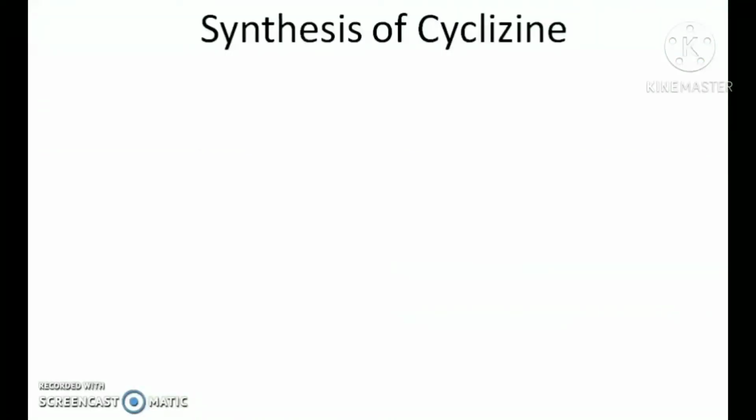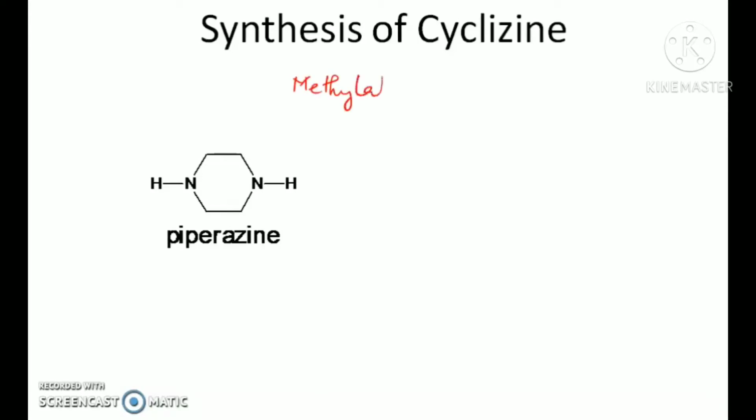Now coming to the synthesis of cyclizine. The synthesis takes place in 4 steps, and the starting material is a piperazine ring. What you see on the screen is a piperazine ring, and you can see 2 nitrogen atoms. The first step in the synthesis of cyclizine is the introduction of a methyl group at one of the nitrogen atoms. So the first step is a methylation of any one nitrogen atom. Since there are 2 nitrogen atoms, if you are methylating piperazine directly, the methylation can take place at both the nitrogen atoms.